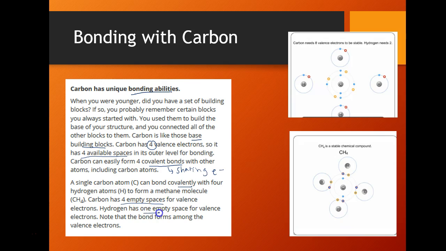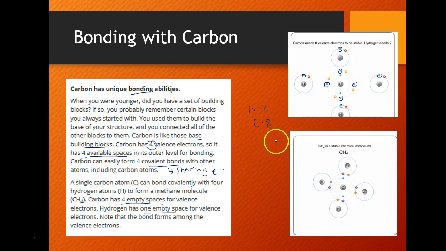Hydrogen, on the other hand, has only 1 empty space for valence electrons, so it makes a perfect fit. If you look here, these blue circles are the electrons, the valence electrons. You see hydrogen each has 1. Carbon has 4. Remember, valence electrons are the ones on the outer ring. Hydrogen only has that 1 ring, and so hydrogen wants to have 2 electrons in order to be stable. Carbon wants to have 8 because it has an outer ring, so it wants to reach that maximum of 8 electrons.